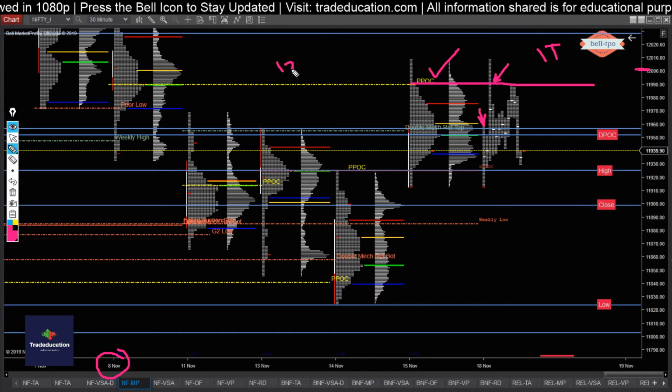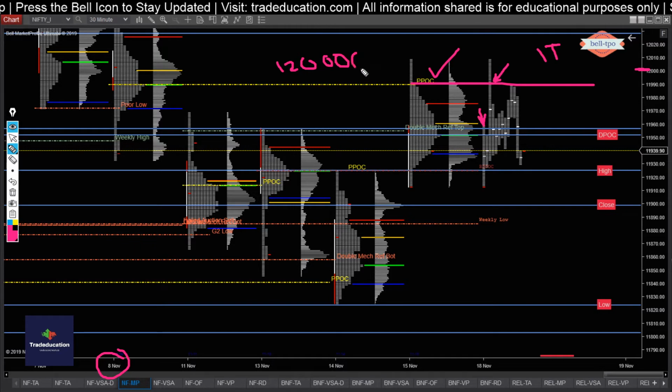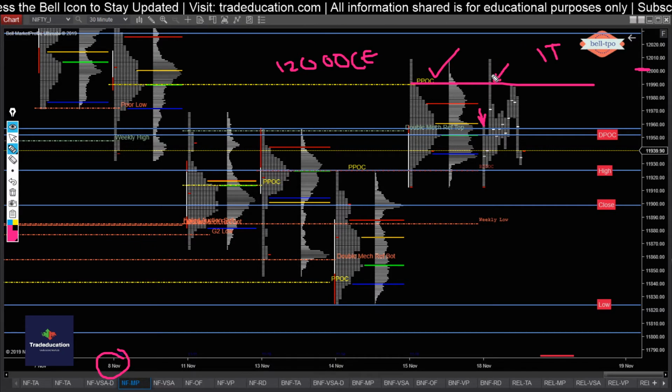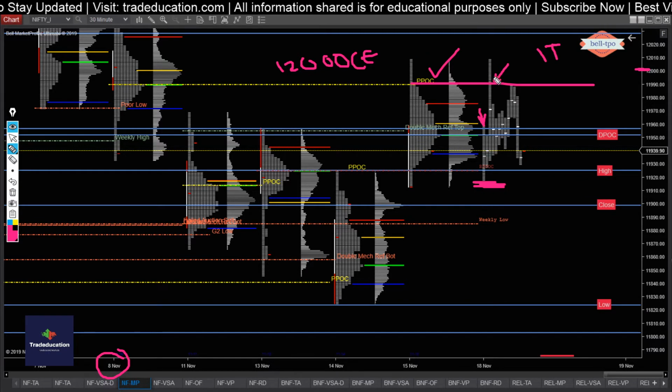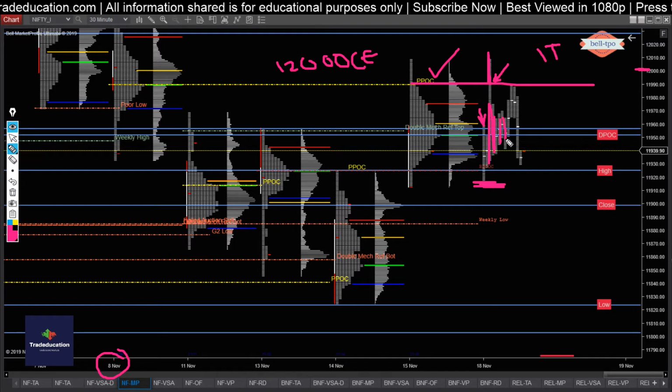So I just sold one lot of 12,000 CE. I did option writing, and my target was actually to reach today's low. But once the stop hunting activity happened, the auction just developed sideways. It was just balancing.